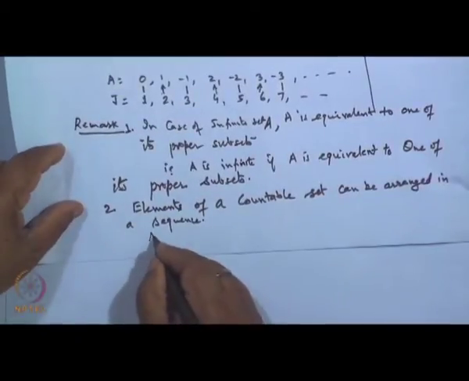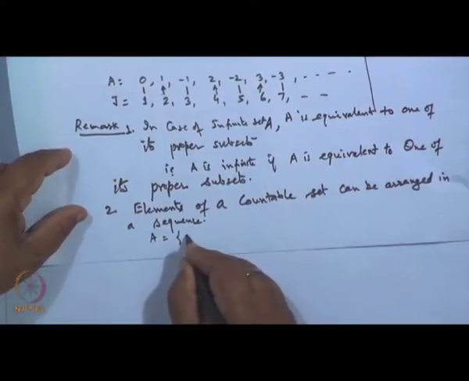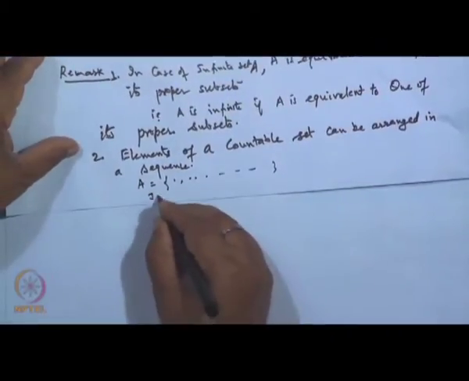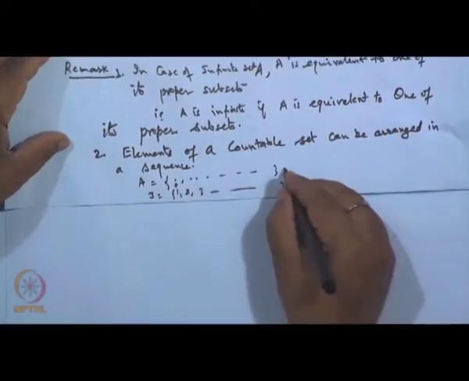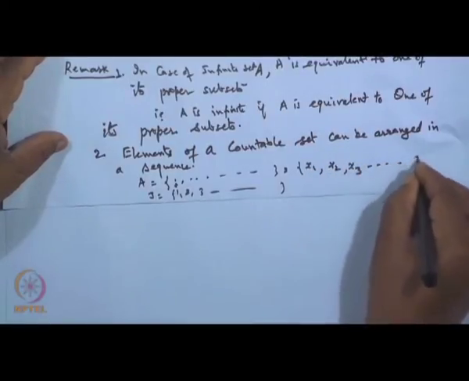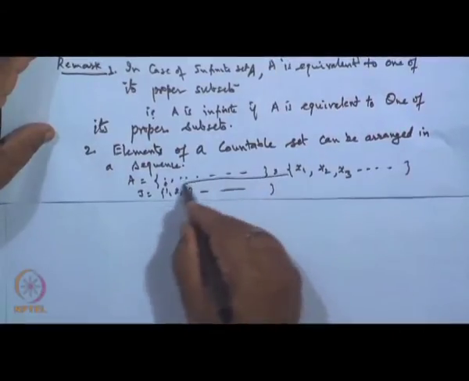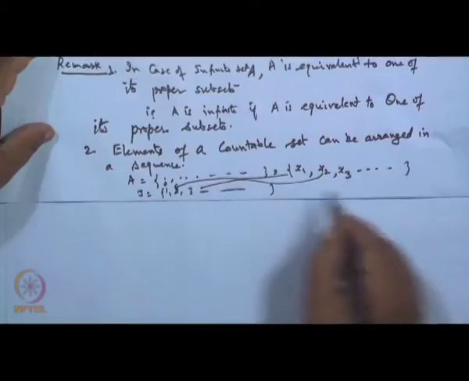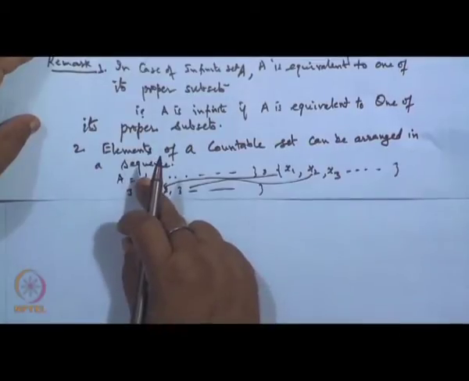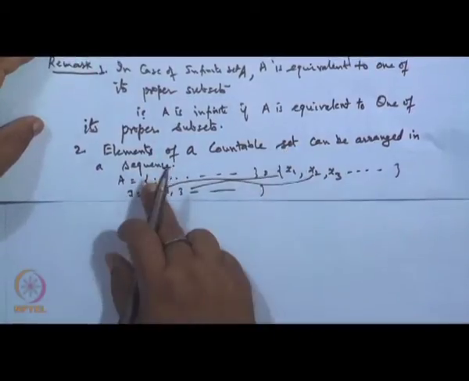If A is any set having the elements, say, these are the elements of the set A, then J is 1, 2, 3 and so on. It has a 1 to 1 correspondence. So, corresponding to 1 you get x1, corresponding to 2 you get x2, corresponding to 3 you get x3 and so on. So, we get the 1 to 1 correspondence between the set of positive integers and the elements of the set. So, elements of a countable set can be arranged in the form of a sequence. This is also a remark which we will use.